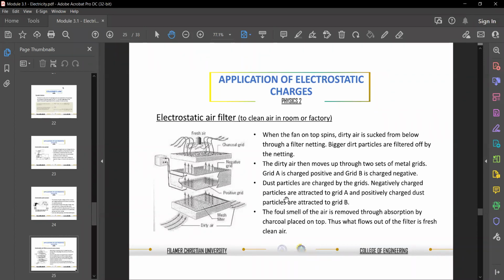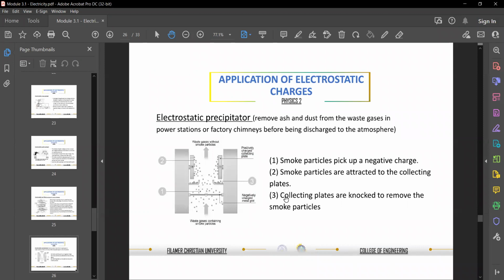And then we have also the electrostatic precipitator. You remove ash and dust from the waste gases in power stations or factory chimneys before being discharged to the atmosphere. Maybe you can see it in some factories, instead of releasing very dark smoke. Mainly what you see is colorless or just white.